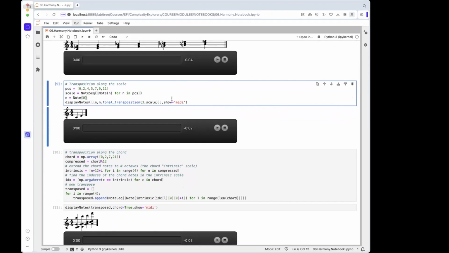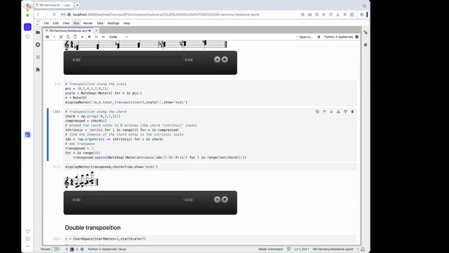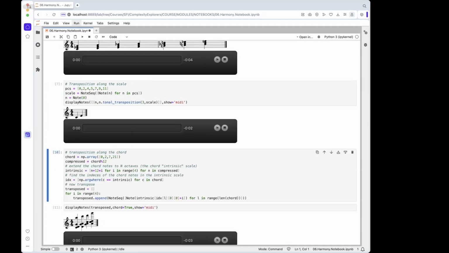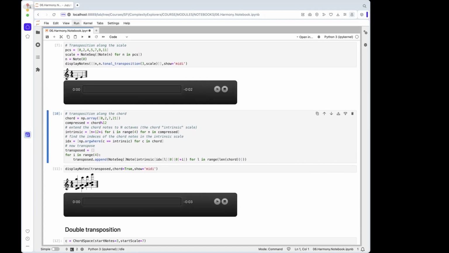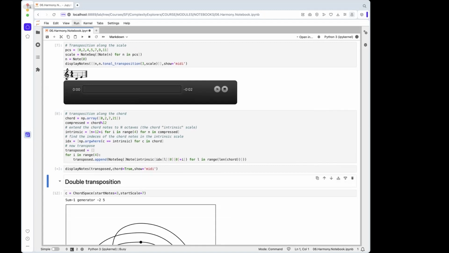So this is an example of a transposition along the scale. And this is an example of a transposition along the chord. Again, refer to the lecture for the details on how this is actually done. So this is the result of such a transposition.